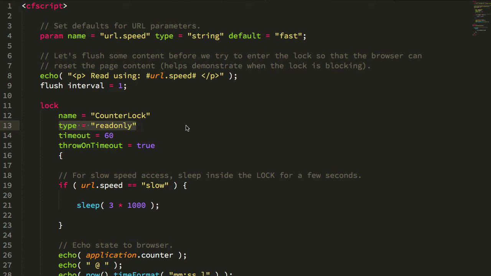But a couple of weekends ago, I was reading through the Ortus Solutions Learn CFML in 100 Minutes book, and they said something about read-only locks that I think finally made it click for me how these things work. And I wanted to see if I could prove that understanding to myself by putting together a demo.